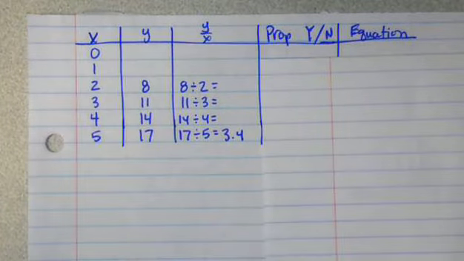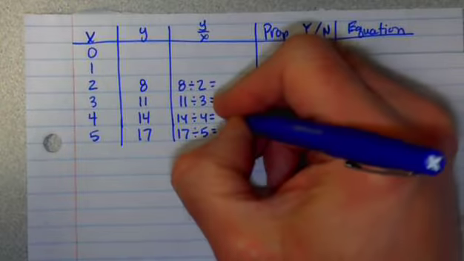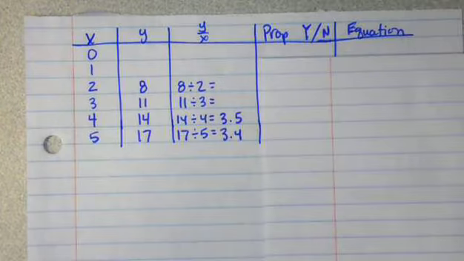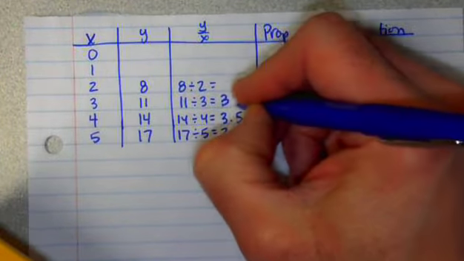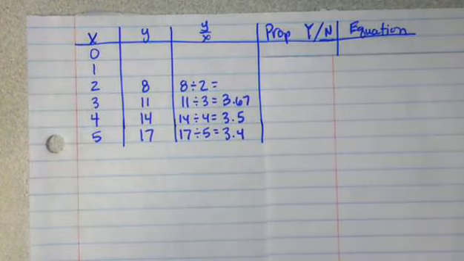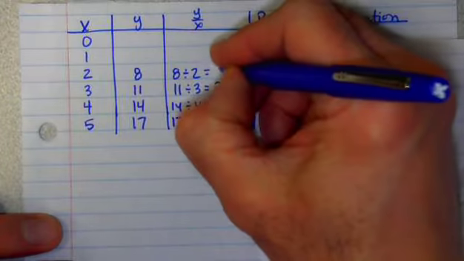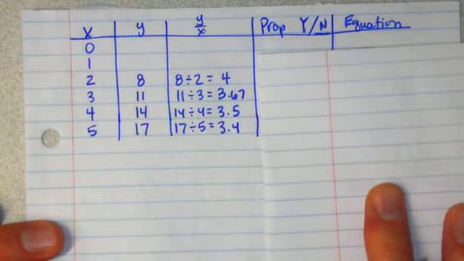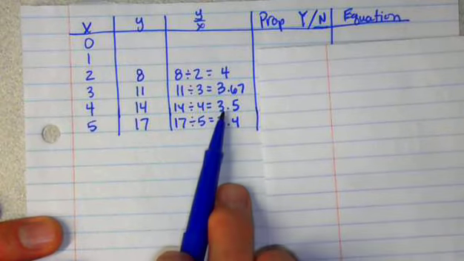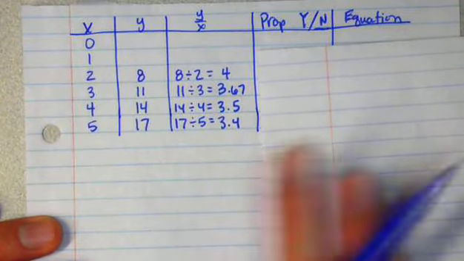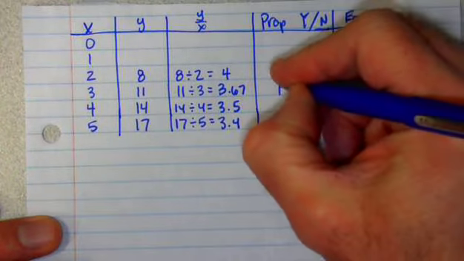And 14 divided by 4 is 3 5/10. Ooh, this isn't looking right. 11 divided by 3 is 3.67, or 3 2/3 actually, because it's a repeating decimal. And 8 divided by 2 is 4. Ooh, that is not constant. Each time my quotient changes. So is it proportional? That is a no.